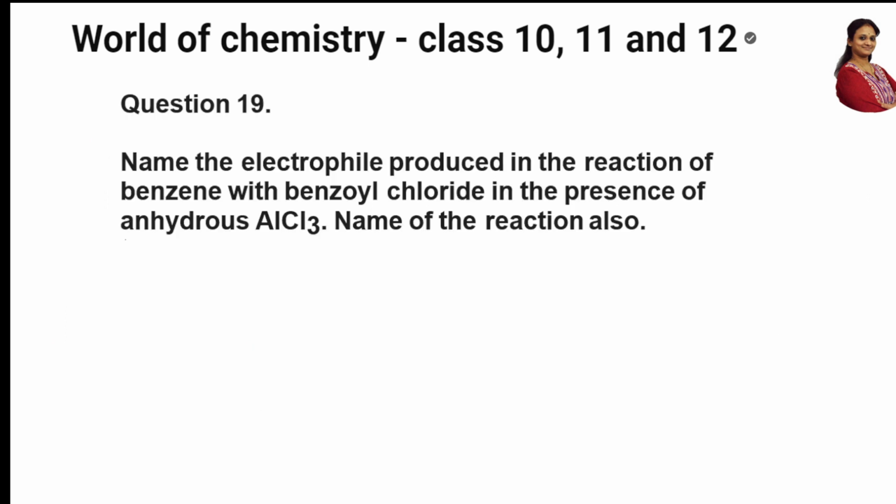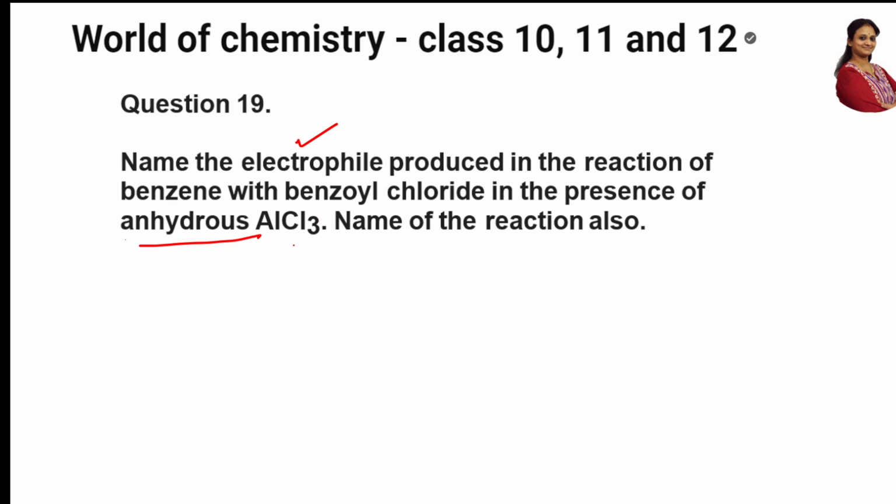Question number 19. Name the electrophile produced in the reaction of benzene with benzoyl chloride in the presence of anhydrous AlCl3. This is the Lewis acid which is used. So name the electrophile, is what they said. Simple question, but it depends upon how many marks they're giving. So the electrophile produced in the reaction of benzene with benzoyl chloride. Shall we take that? All right, first of all, what is the name of the reaction?